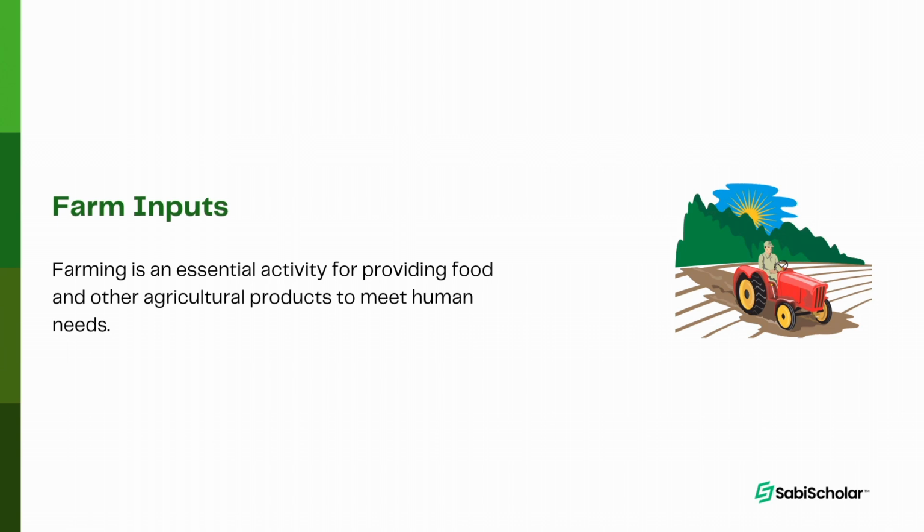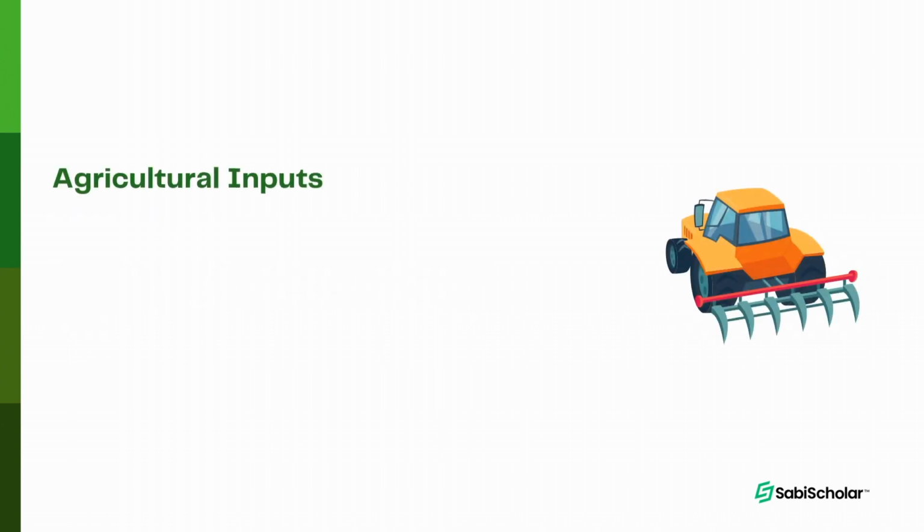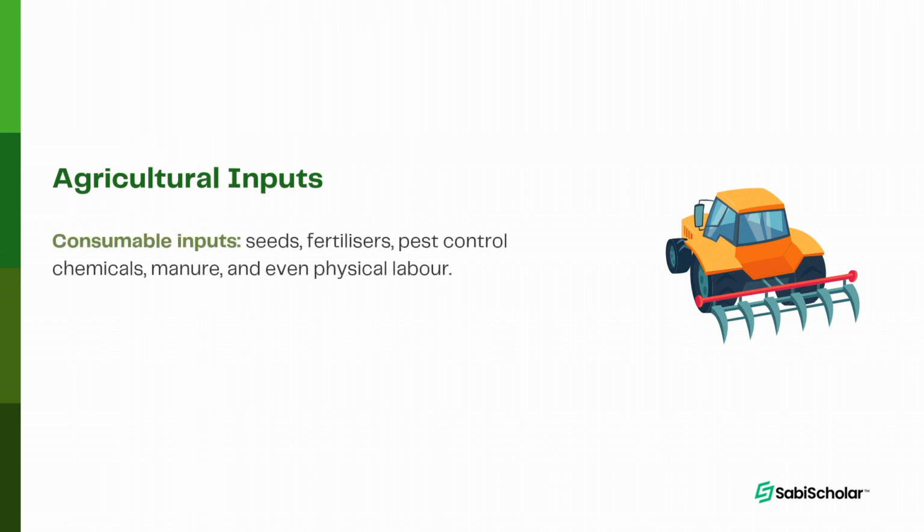These agricultural inputs are essential for successful farming, and they can have a significant impact on the quality and quantity of the final product. So this is why we study these farm inputs. Now, we'll discuss a few of them and see why they are important. These agricultural inputs are broadly categorized into two main categories. The first one is the consumable inputs, that is materials like seeds, fertilizers, pest control chemicals, manure, and even physical labor that are used up.